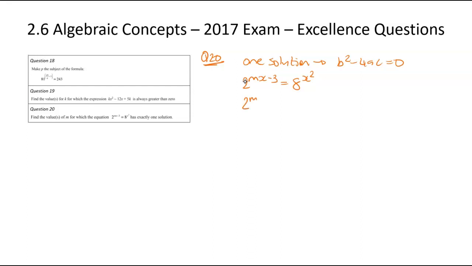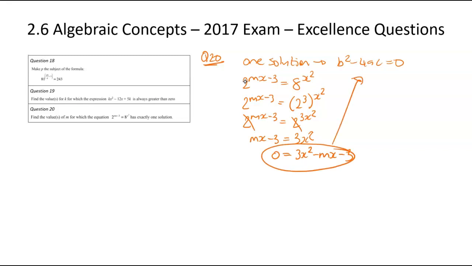So that's going to be 2 to the power of mx minus 3. That's going to be equal to 2 to the power of 3, all to the power of x squared. That's going to be 2 to the power of mx minus 3 equal to 2 to the power of 3x squared. The 2's cancel. mx minus 3 equals 3x squared. So those 2's are gone. Definitely a quadratic. Now let's make it equal to 0. 0 is going to be equal to 3x squared minus mx minus 3.